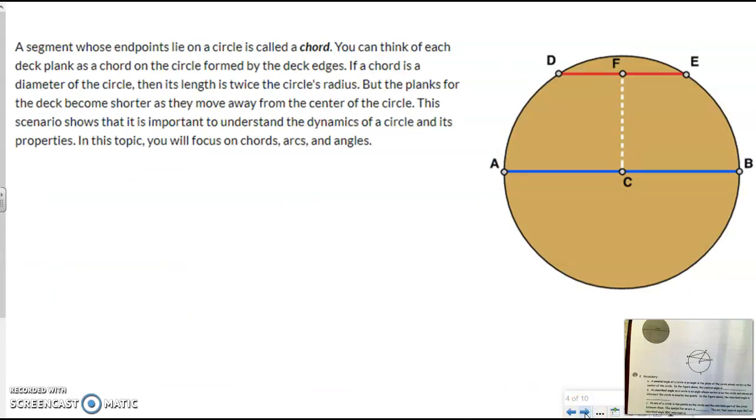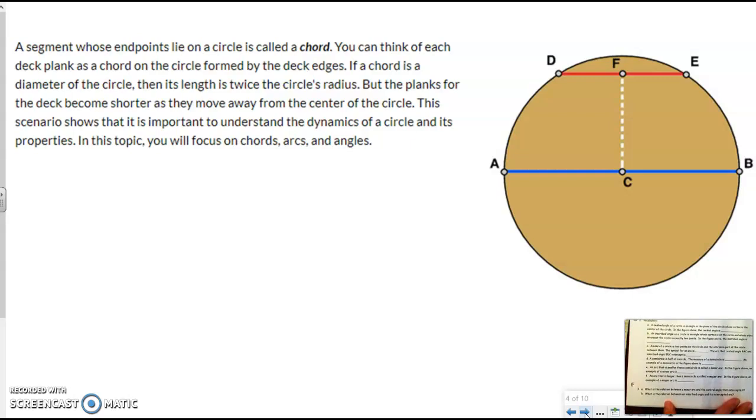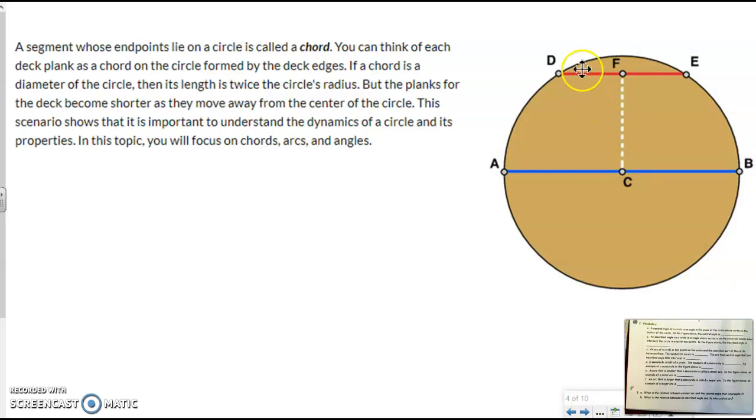The first thing is your vocabulary down here in the second half of your sheet. A segment whose endpoints lie on the circle is a chord. Here we have some different examples of chords. Segment DE is a chord; its endpoints are on the circle. Segment DF is not a chord because F is not on the circle. This diameter is a chord. Segment AB is a chord because its endpoints are on the circle. Segment CF is not a chord because its endpoints are not on the circle. As long as the endpoints are on the circle, it is considered a chord.